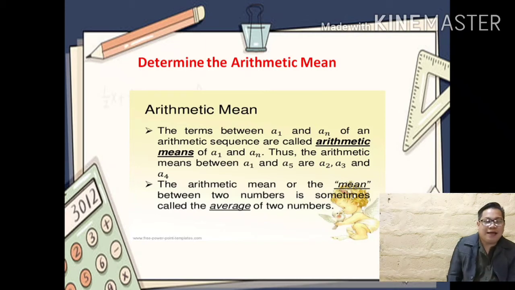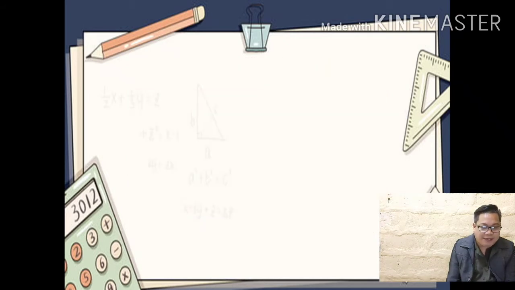So sabi natin dati, ang arithmetic means ay yung the numbers between the first and the last term, yung mga nasa gitna. The arithmetic mean or the mean between two numbers is sometimes called the average of two numbers. Ayun. Arithmetic mean, sometimes called the average. O sige, dito muna tayo sa mabilis na arithmetic mean.